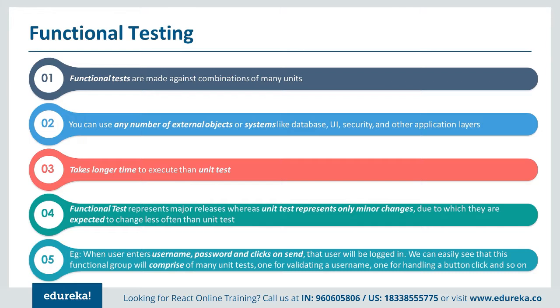Functional tests represent a major release, whereas unit tests represent only a minor change, due to which functional tests are expected to change less often than unit tests. For example, when a user enters a username and a password and clicks on send, that user will be logged in. We can easily see that this function comprises many unit tests, one for validating the username, one for handling the button, and so on.